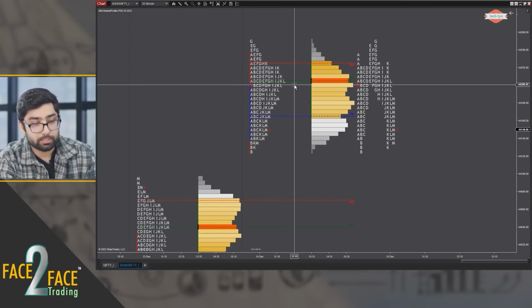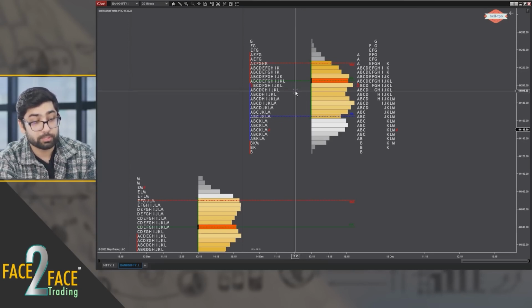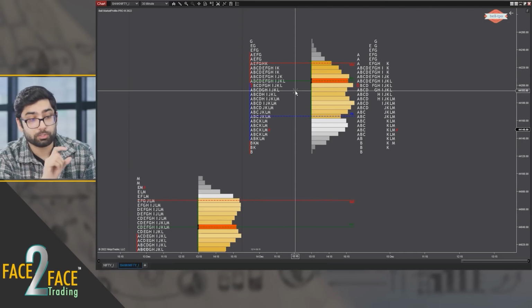The green line here is the point of control, which will show us the price at which the maximum amount of time is spent. That is the most important reference for any chart, any market profile chart for any particular day, right? So with that, we will start with today's trading in another 4 minutes.